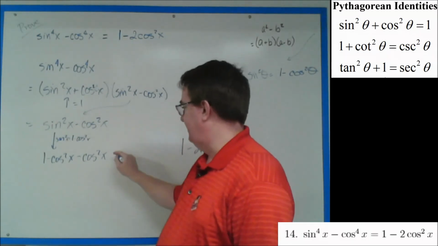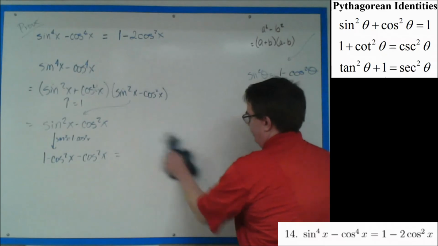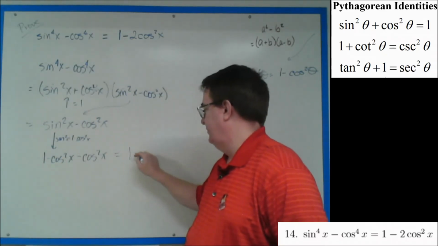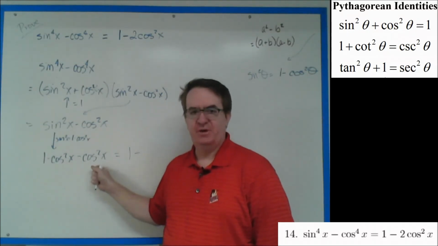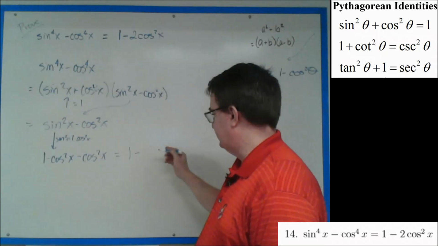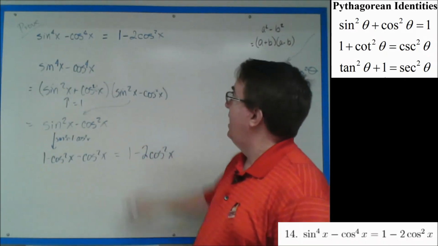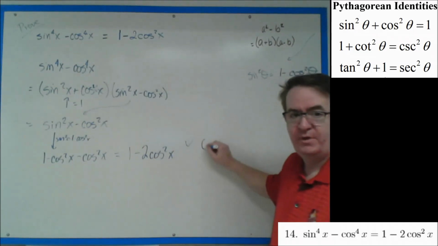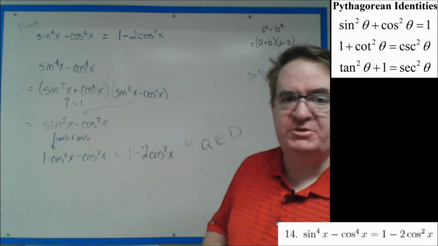Right. So then that is going to turn into 1 minus how many cosine squared x? I have 1 cosine squared x here, a second one here, so I've got 2 cosine squared x's. Hey, that's where we want to go. Okay? We're done. It has been demonstrated.